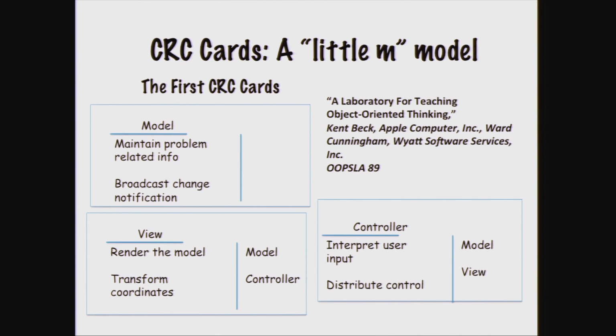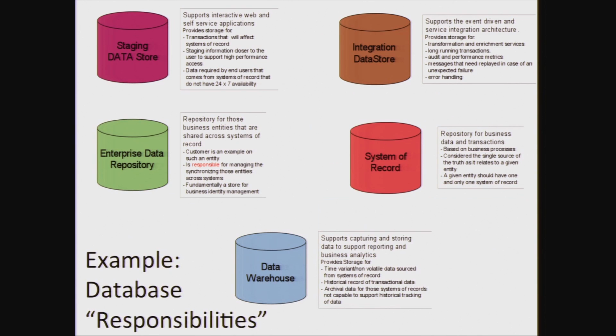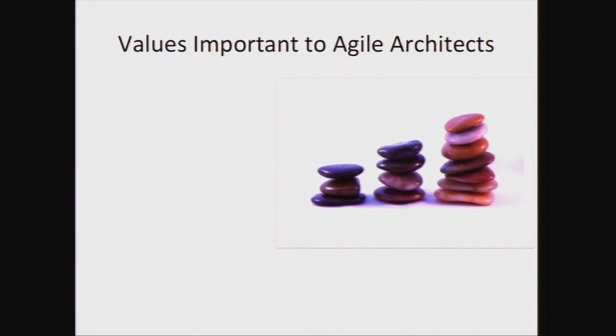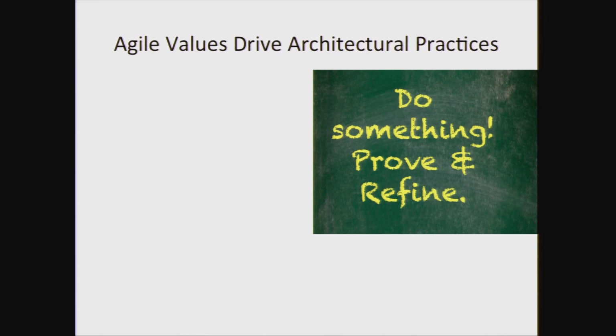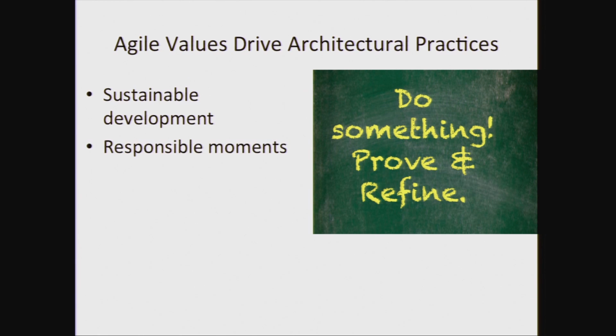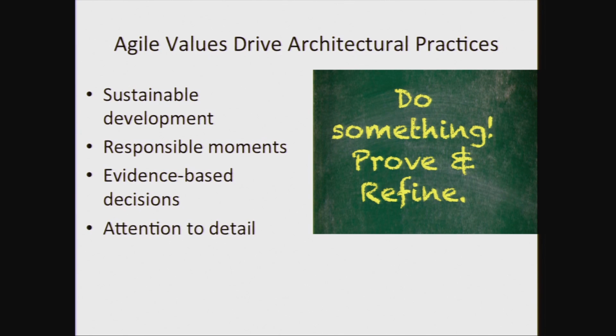CRC cards by Ward Cunningham, right? All right, now you understand MVC, right? Well, it's a way of telling a story about that. This is a friend of mine who's talked about the responsibilities of various different data stores in their system. So they may produce those to explain to high-end people. But at the end of the day, Agile architects, those people who have that role, care about balance, testable qualities, and they're hands-on. So I'm going to say sustainable development, responsible moments, not just the last responsible moment, evidence-based decisions, attention to detail.